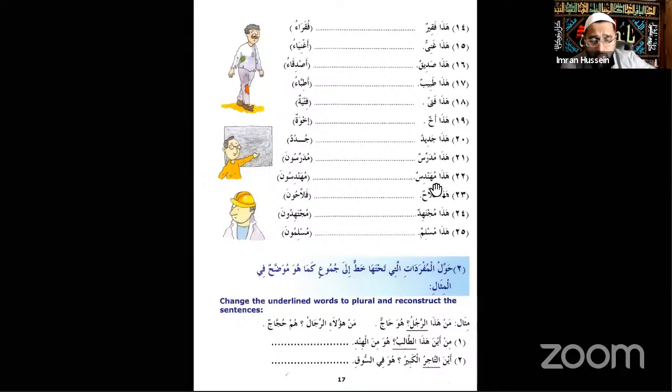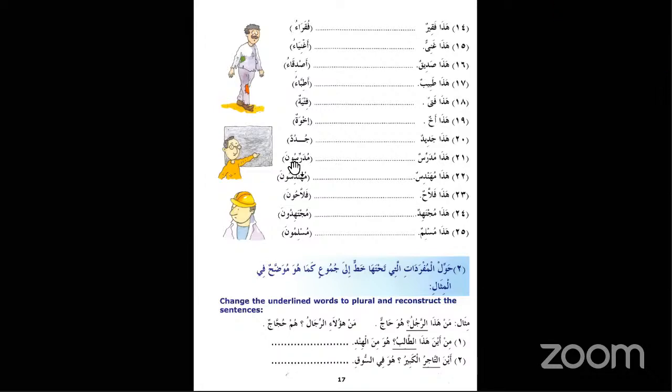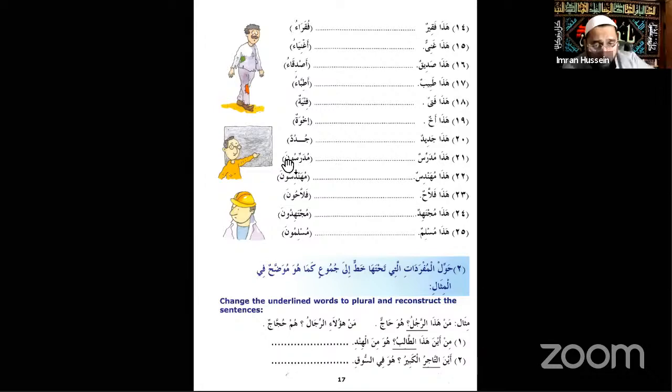The second point I need to mention: muhandisun is the singular. Mudarrisun is the singular. Now, from the singular to make the plural, you add waw and noon. What do you add?